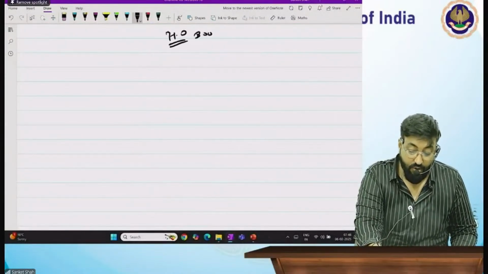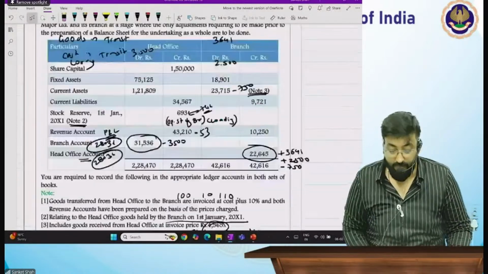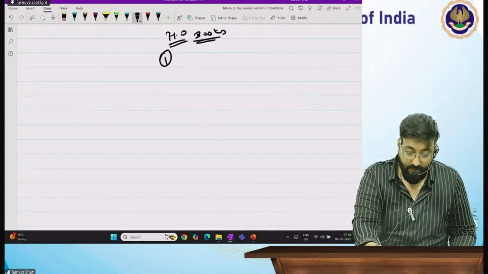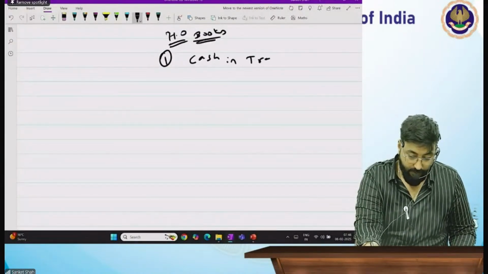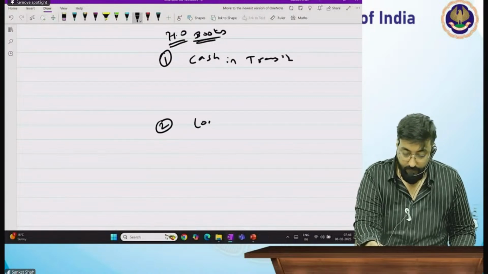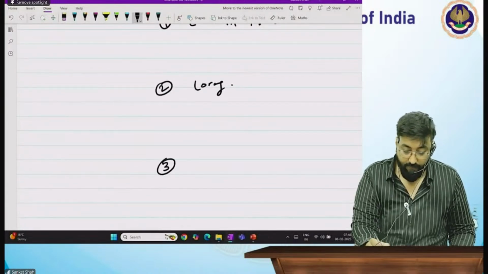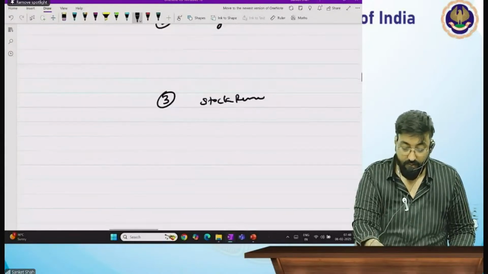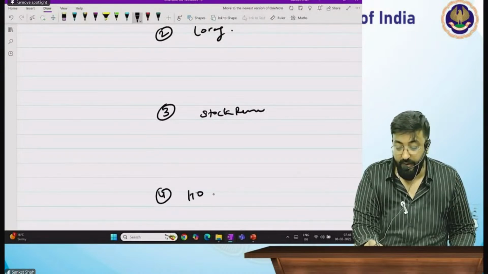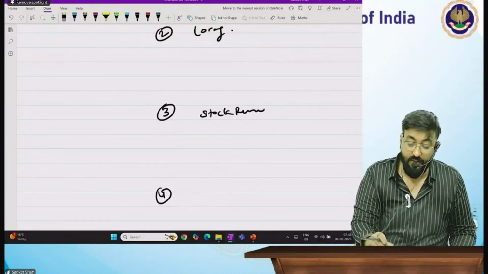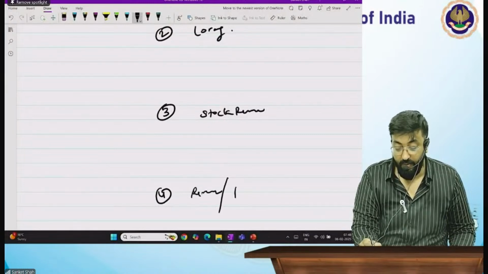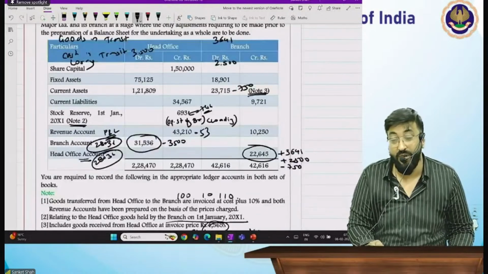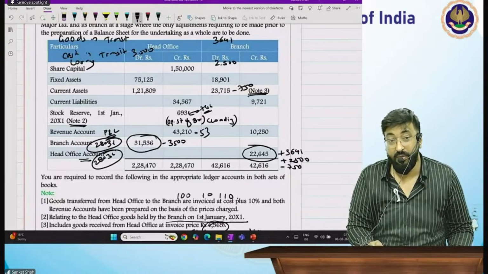Can you tell me in HO books which accounts are getting affected? Stock reserve, revenue, cash in transit, lorry. Then you have to change your stock reserve balance, and you will affect it in the HO revenue account. Revenue is nothing but P&L. But the lorry will already be in the fixed assets, so you can change that figure, no? You updated. It's already in the fixed assets.